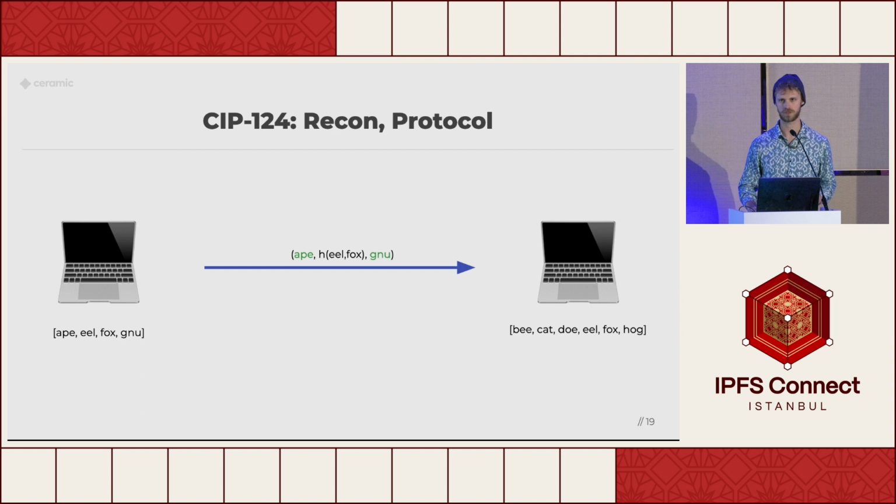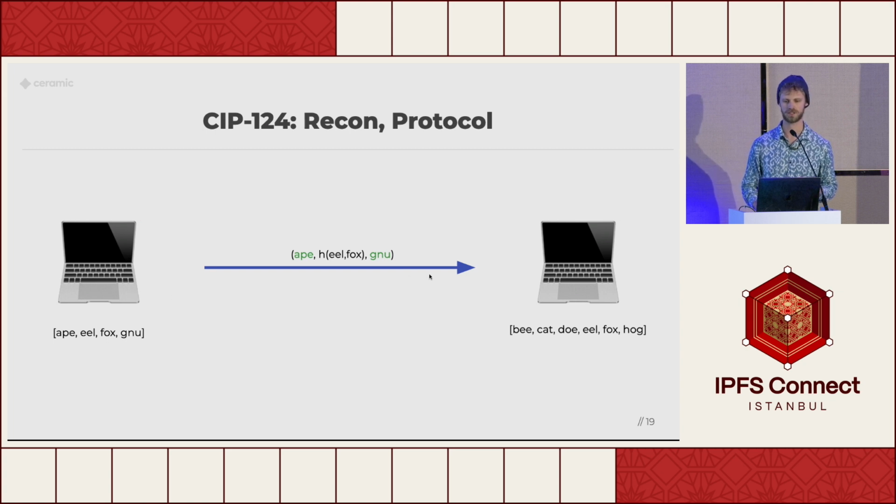And so let's look at how this protocol actually works in practice. Here we have two computers, two people using the Recon protocol to synchronize names of animals. In practice, what we synchronize is more like hashes of pieces of data, like CIDs. But here we're just going to demonstrate syncing these small strings. So this computer has the ape, the eel, the fox, and the gnu. This computer has the bee, cat, doe, eel, fox, hog. And so this computer actually wants to get in sync.